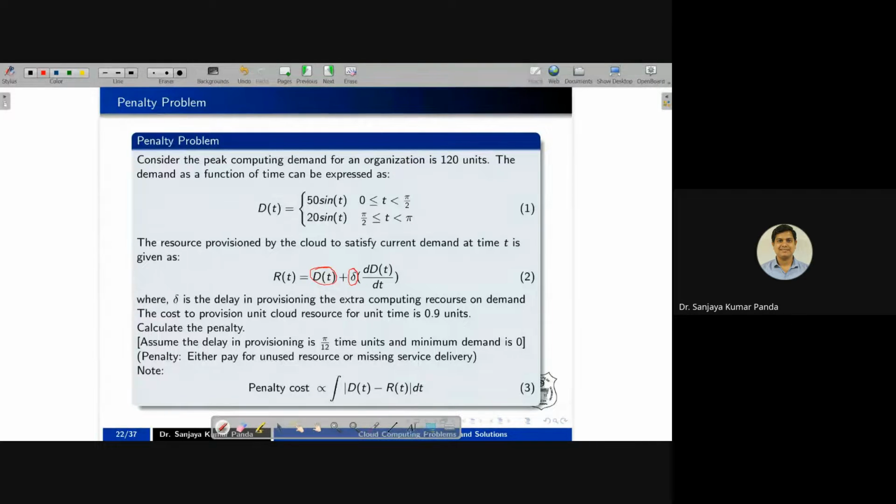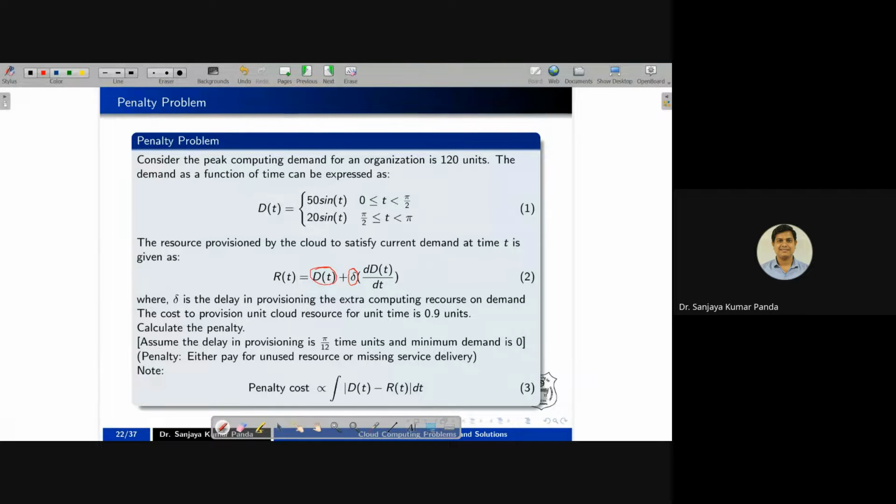For example, if you need 50 machines, but suddenly you have increased your requirement to 100 machines, I need to start another 50 machines. So obviously, there is a small delay in provisioning additional resources, and that we consider as delta. And the cost to provision unit cloud resource per unit time is 0.9 units. So with this data, it is asking us to calculate the penalty.